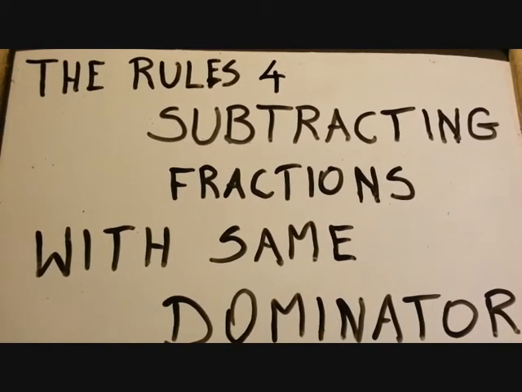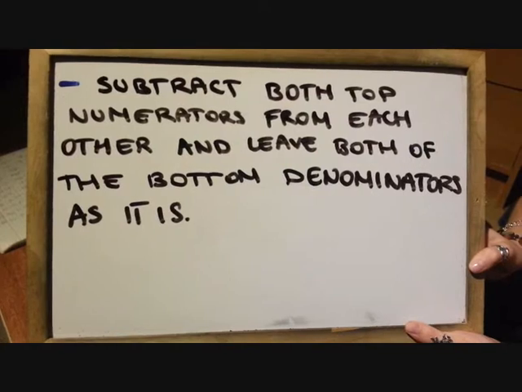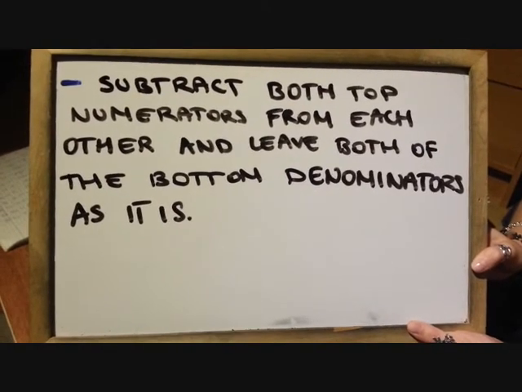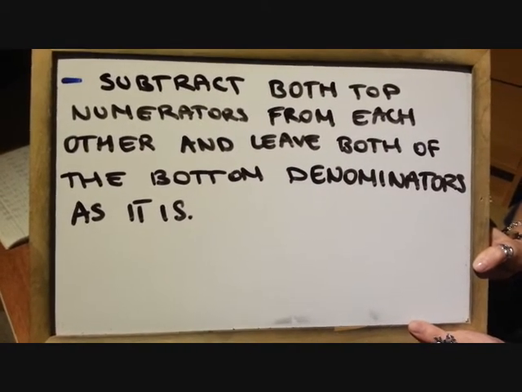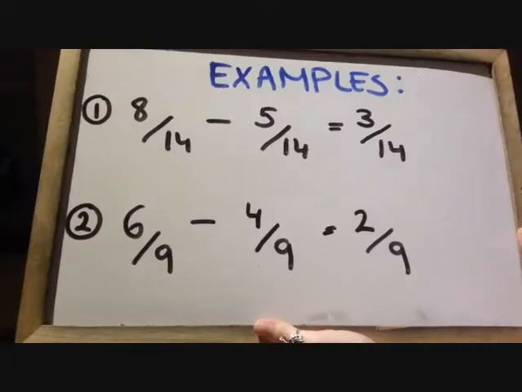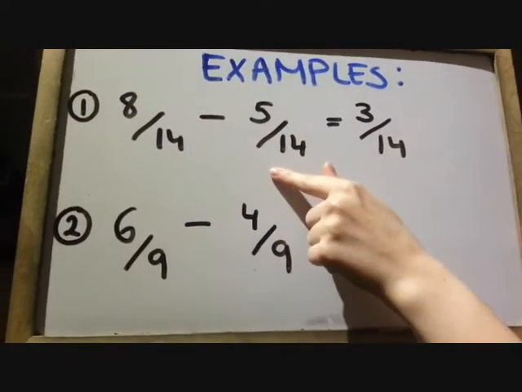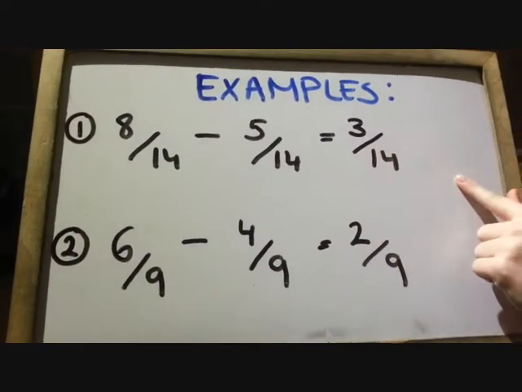The rules for subtracting fractions with the same denominator. Subtract both top numerators from each other and leave both of the bottom denominators as they are. Examples. The first example is 8 over 14 minus 5 over 14, which gave me 3 over 14.